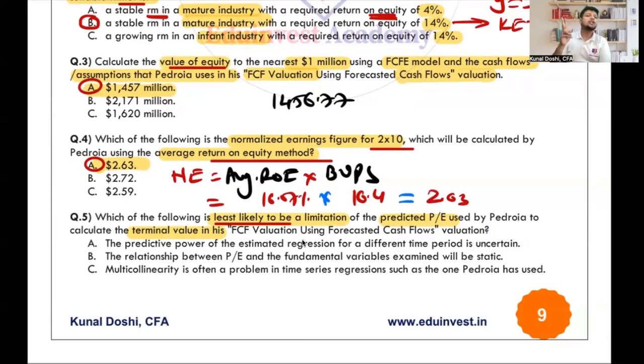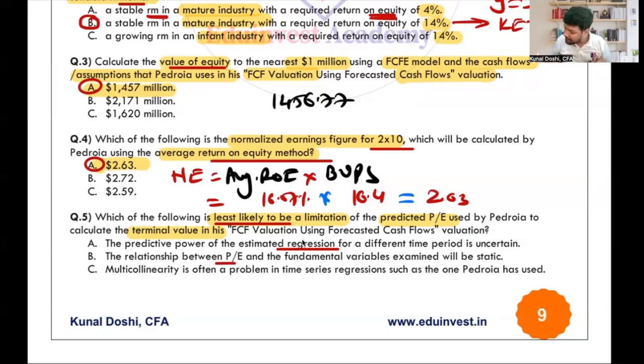First, which one is not the limitation? So let's see one by one. The predictive power of estimated regression for a different time period is uncertain, isn't it? This is correct because we are using a regression model, right? And the regression model is not 100% reliable, right? There is uncertainty in it.